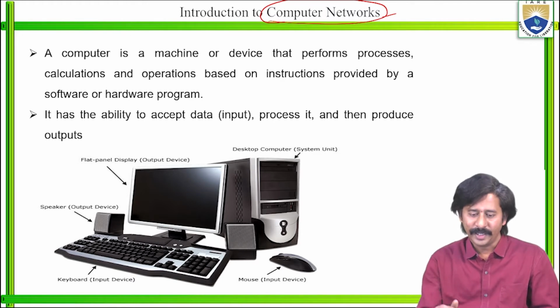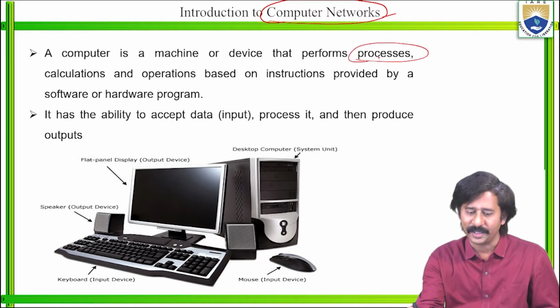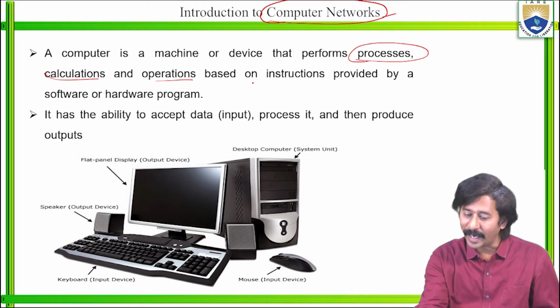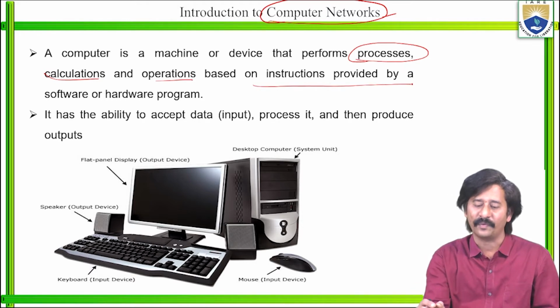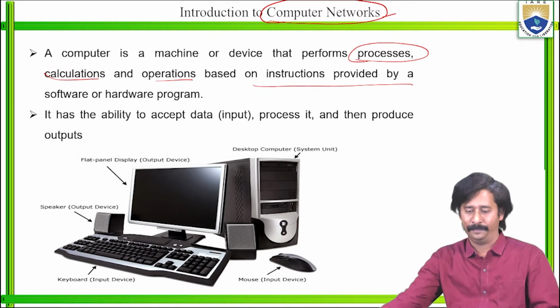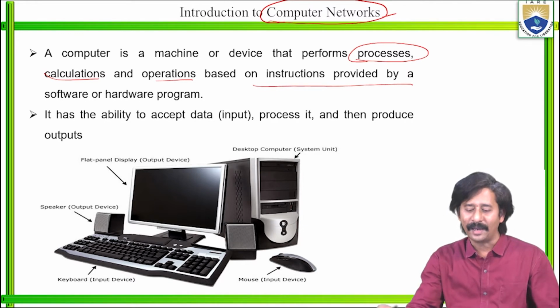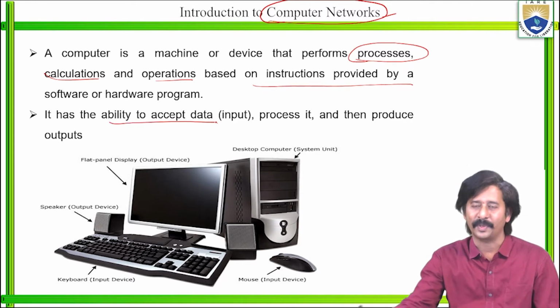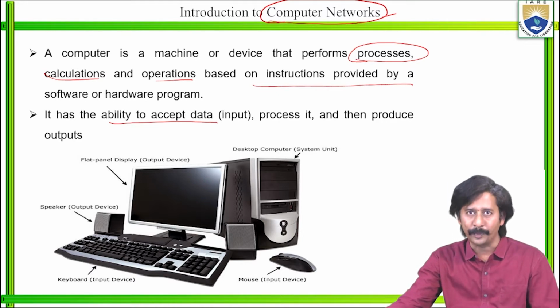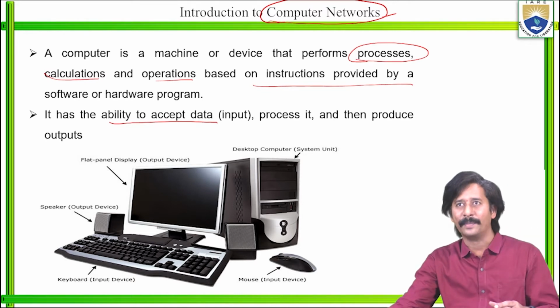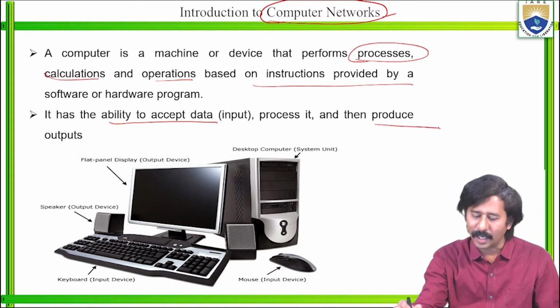Right? So see here, a computer is a machine or a device which performs processes, calculations and operations based on the instructions provided by a software or hardware program. Which means that whatever the systems we are going to see today, those systems have the ability to accept data in the form of input and process that particular input according to our requirements, and then produce the outputs.